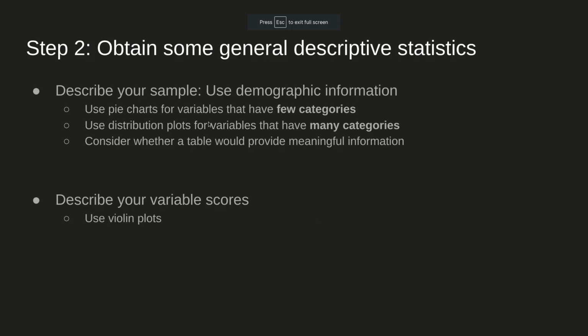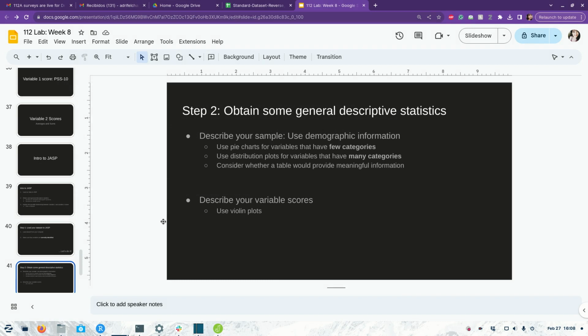All right, so that is all for our very first step. We have discussed cases in which we can use the pie charts. Hopefully it is clear now why we prefer to use them when we have variables with few categories of responses, and distribution plots when we have many categories, as well as frequency tables. Then we're going to move up to describing our variable scores.